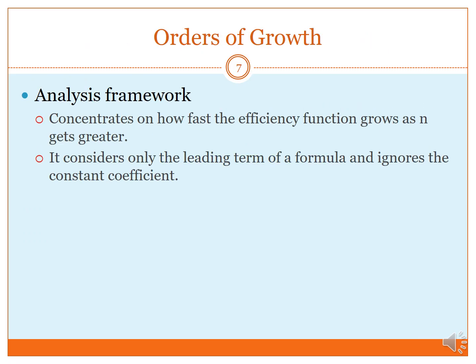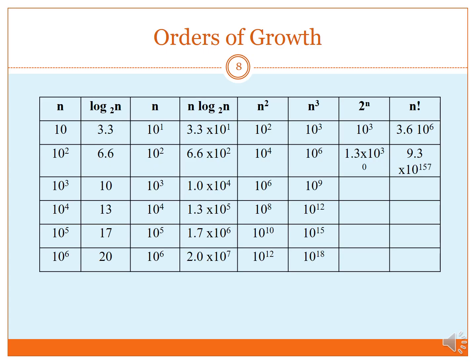The order of growth describes how the running time increases as the input size increases. Instead of considering every term in a mathematical formula, we focus only on the leading term because it dominates the running time for larger inputs. This table compares different growth functions as the input size increases. Logarithmic and linear algorithms remain efficient. Quadratic and cubic algorithms become slower. Exponential and factorial algorithms grow extremely fast, making them impractical for large inputs. Therefore, algorithms with lower growth rates are generally preferred.